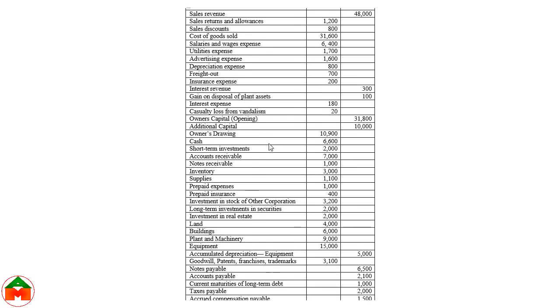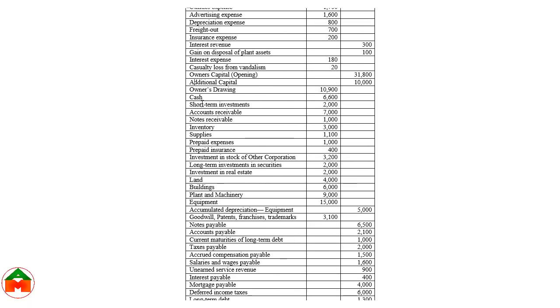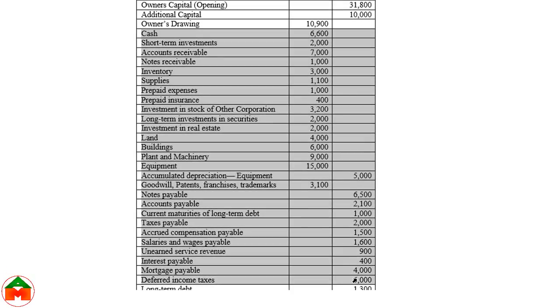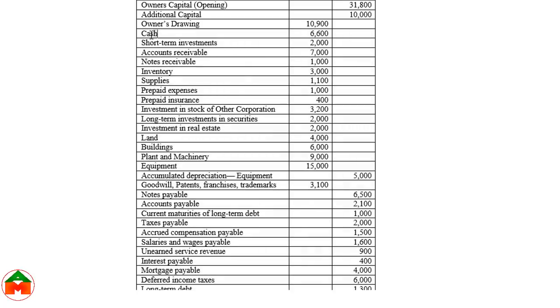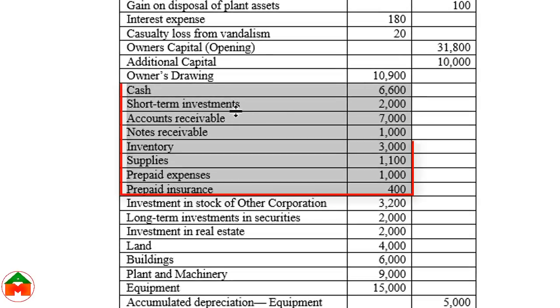Now we are going to prepare the last part of the financial statements, which is the balance sheet. So we will prepare the balance sheet by using these items. Here we can see cash and short-term investment. Here cash 6,600, short-term investment 2,000, account receivable 7,000, notes receivable 1,000, inventory 3,000, supplies 1,100, prepaid expenses 1,000, prepaid insurance 400. These are the items of current assets. We will take this amount to the asset section of the balance sheet.